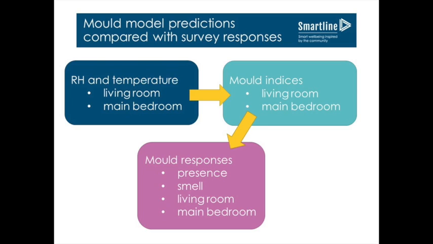And we found that the predictions do coincide with people's responses. So a higher prediction does coincide with the response of mould presence in the home. So the VTT model is a promising approach for the Smartline data, even though those data are taken from the air rather than from surfaces on which the model was based in the first place.